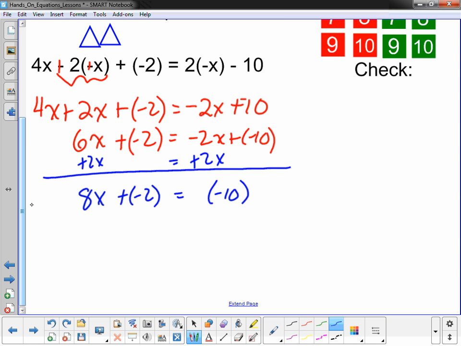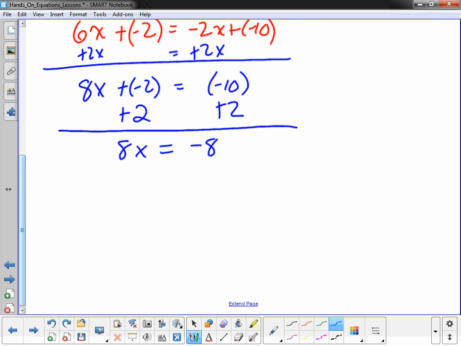Now, I want to get rid of the 2 so I can reduce this down. Well, I'm going to do the opposite. If I had the negative 2 there, I would bring in a red 2 to go with this so they would cancel off. Well, that means I want to add a positive 2 to both sides. Now I have 8x equals, well, negative 10 plus 2 is a negative 8.